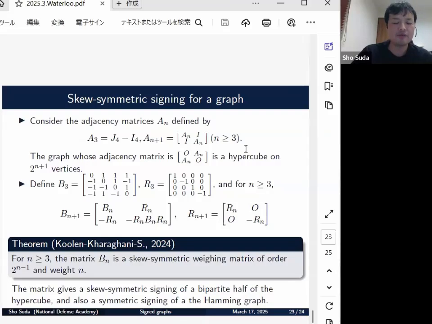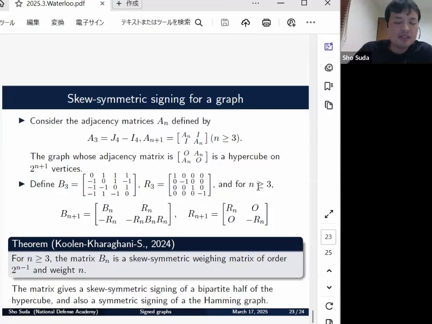a 2 by 2 block form, where the main diagonal blocks are equal to A sub n, and the off-diagonal blocks are equal to the identity matrix. And we can claim that the graph whose adjacency matrix is the 2 by 2 block form with 0, A_n, A_n, 0, where the main diagonal blocks are the 0 matrices and the off-diagonal blocks are equal to A sub n, corresponds to the hypercube on 2 to the n plus 1 vertices, so having graphs H_{n+1, 2}.